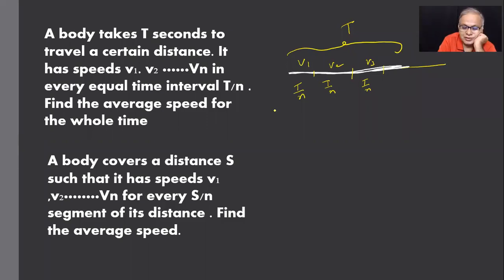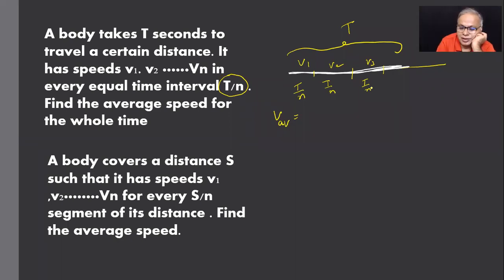Sir, will it not be t by 2 in the t by 2 time? V2 will be the speed. And for Vn, it will be t by n. Come on, tell me, Pavani. For every equal time interval t by n, what do you mean by that? If I knew how many are there, I can do that, isn't it? If I say there are 10 velocities, I'll write t by 10, t by 10, t by 10, like this.